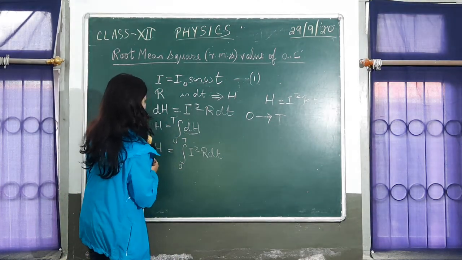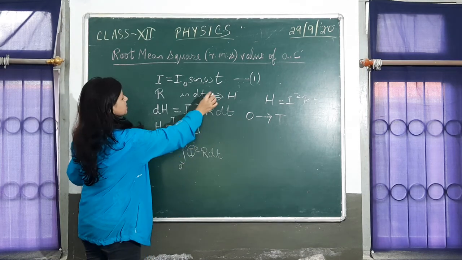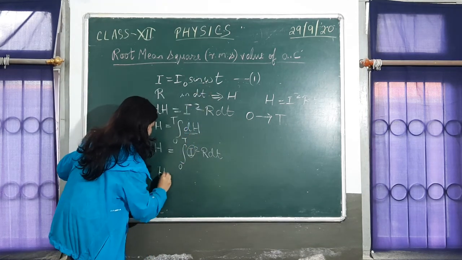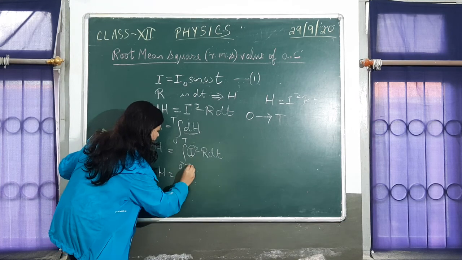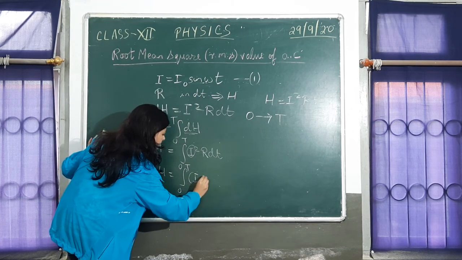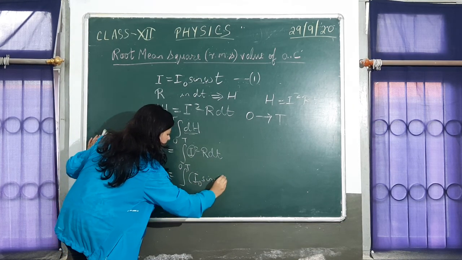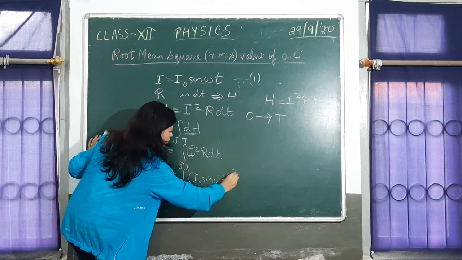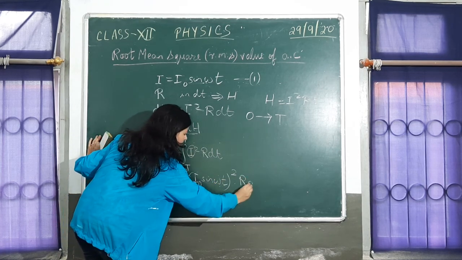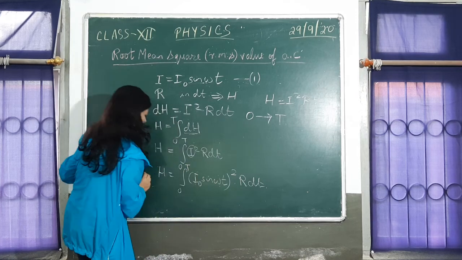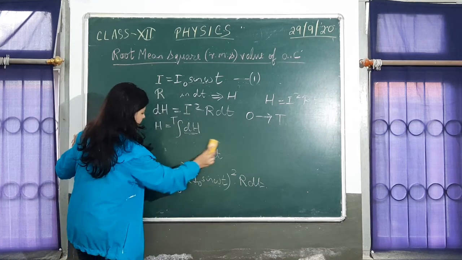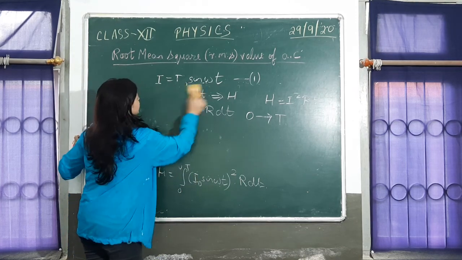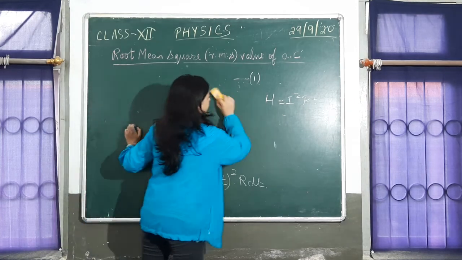Now this I can be replaced by equation 1 because I is nothing but I naught sin omega t, whole squared, into R dt. So this is the amount of heat generated in time interval 0 to T. Let's proceed to integrate now.